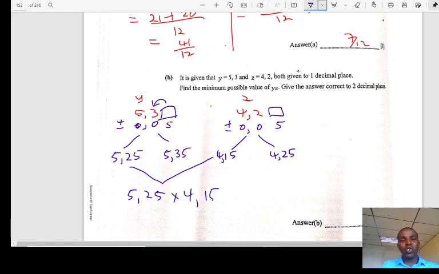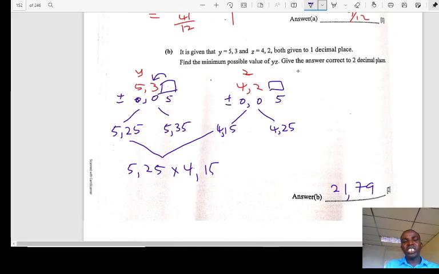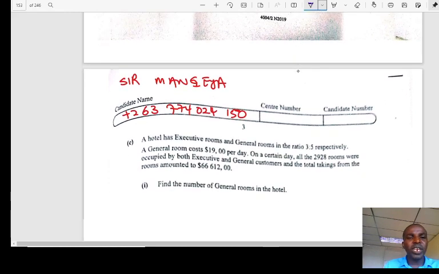In this case, paper 2, your calculator, please. So you say 5.25 times 4.15, correct to 2 decimal places, so it will be 21.79. Done. Next question.